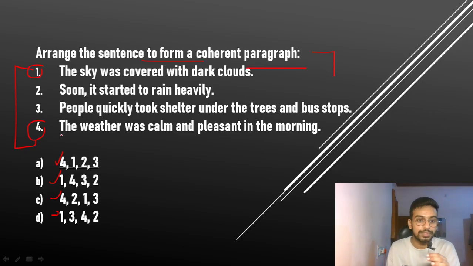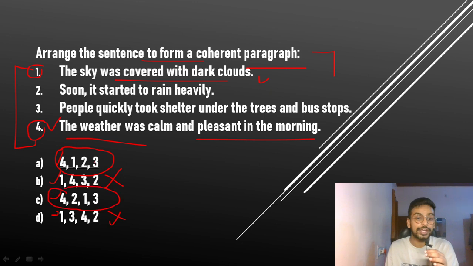The fourth one we are checking: the weather was calm and pleasant in the morning, the skies were covered with dark clouds. It is starting with the weather, so we are talking about the weather, so we can take this one. It means the other two cannot be the answer. So we have eliminated 2. Now we have 2 options, so we have to choose between these 2, A and C.